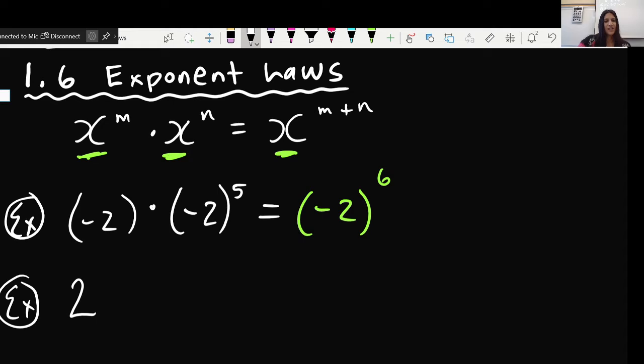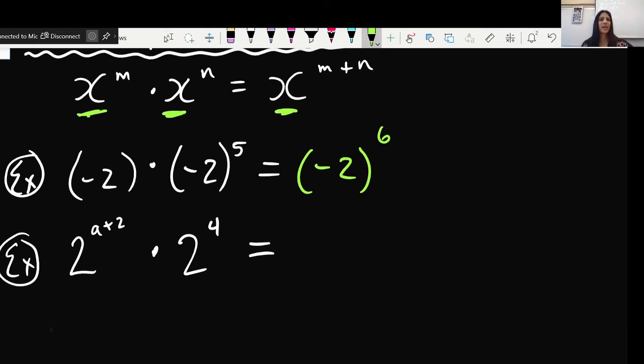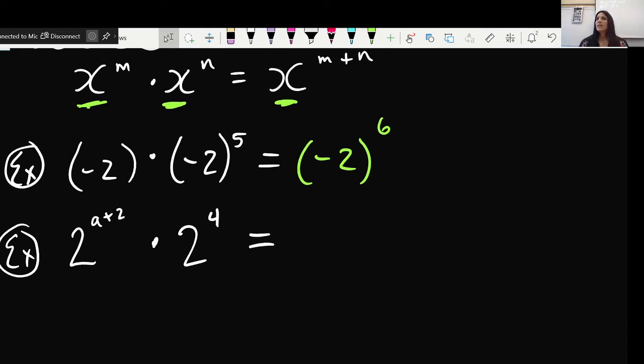So if I have 2 to the a plus 2 times 2 to the 4, don't call this one out. I want you to actually either write this down or think of what it would be. But when I have something that's set up a little bit differently like this, are we still okay with how to go about this? Pardon? Well, that's okay. It's okay, no big deal.